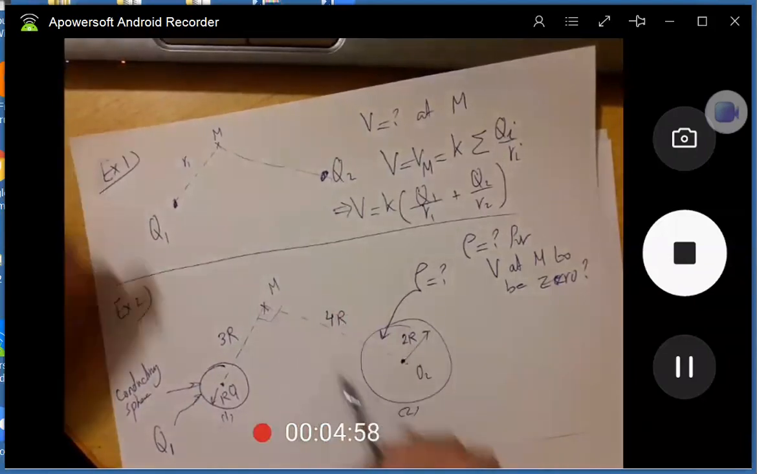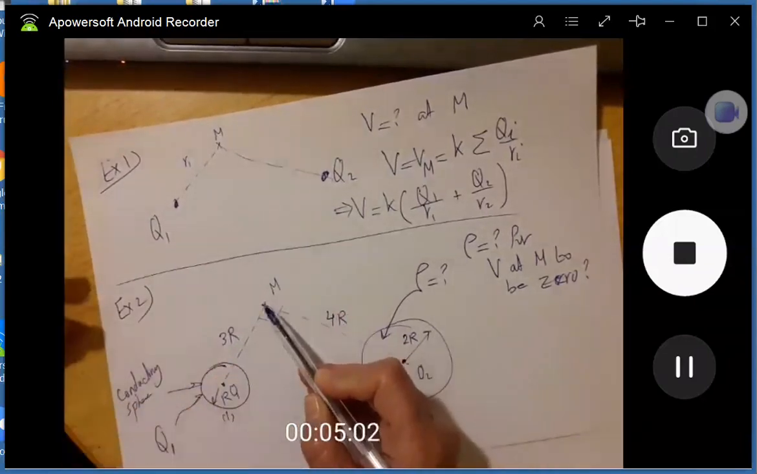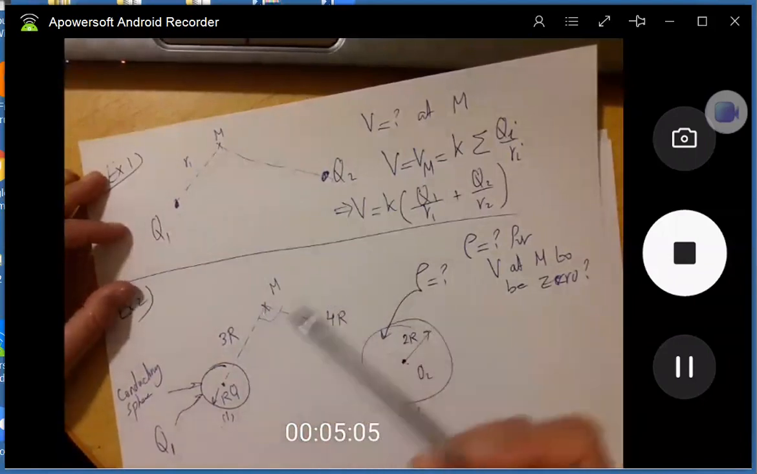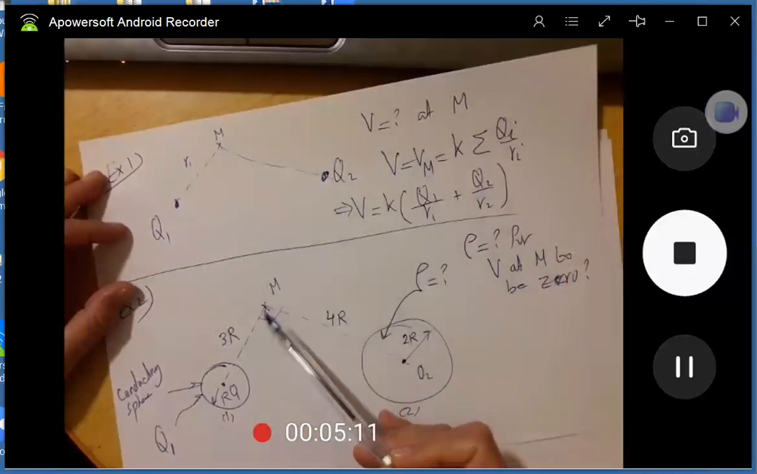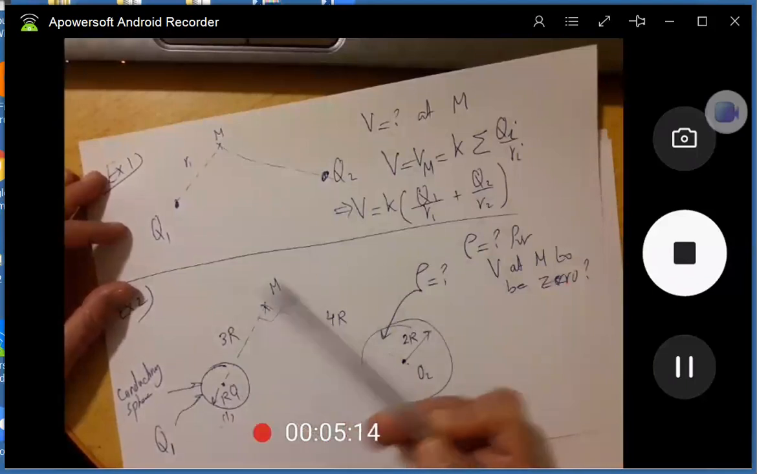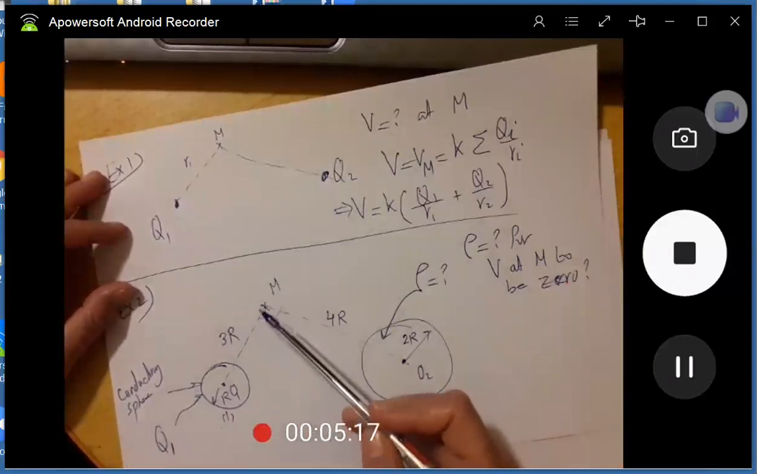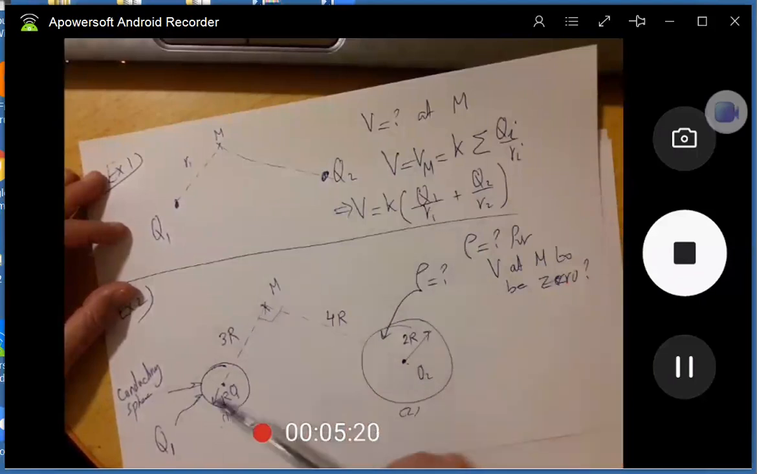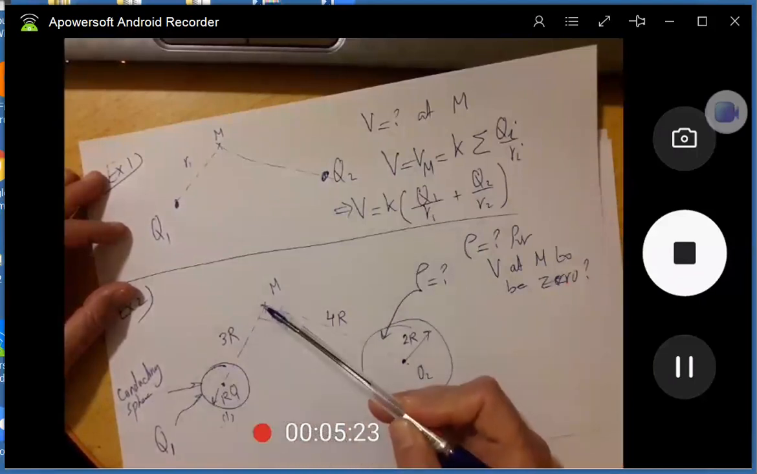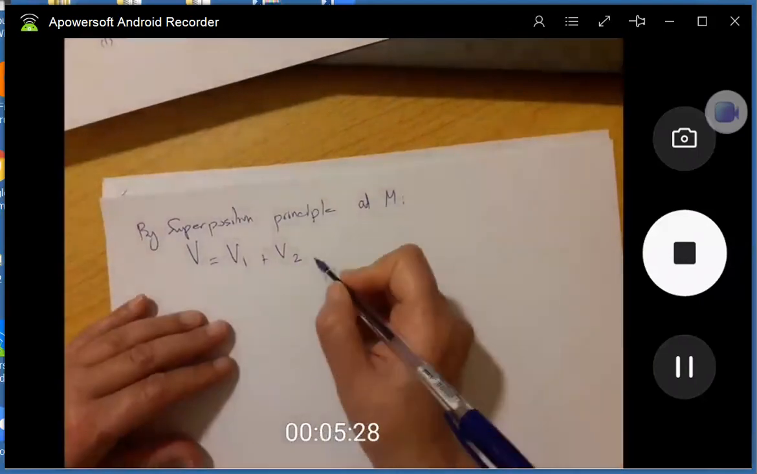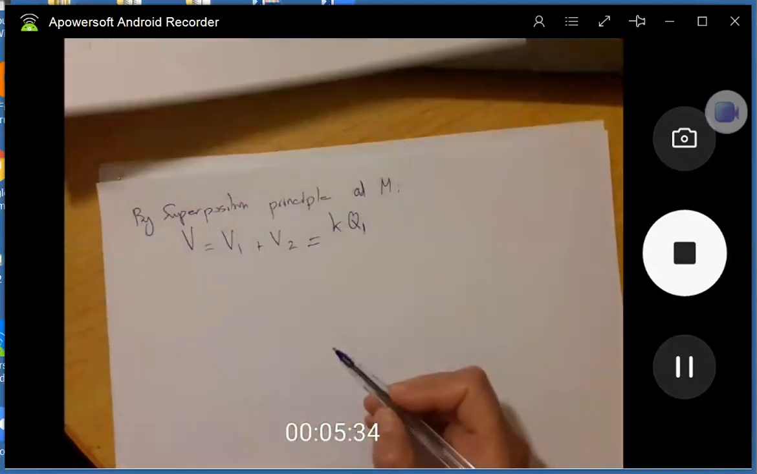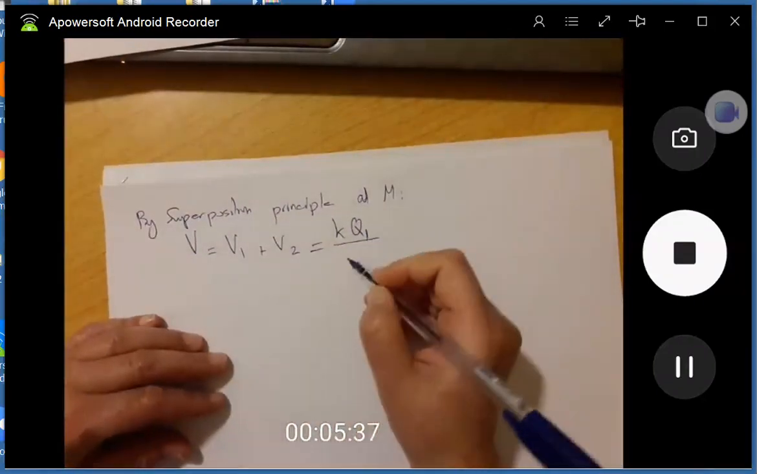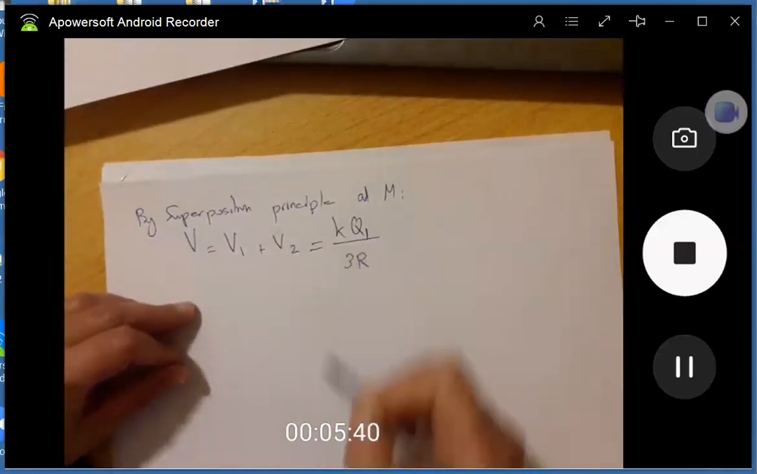Now if I'm outside this sphere, I could start from the definition: minus the integral of E dot dr from infinity to this point. But at the end, what is the potential at M? Go back to what we learned in the previous videos. It will be K, the total Q, over the distance between M and the center. So in other words, ladies and gentlemen, here there will be KQ1 over the distance between the center O1 and M, which is 3R.